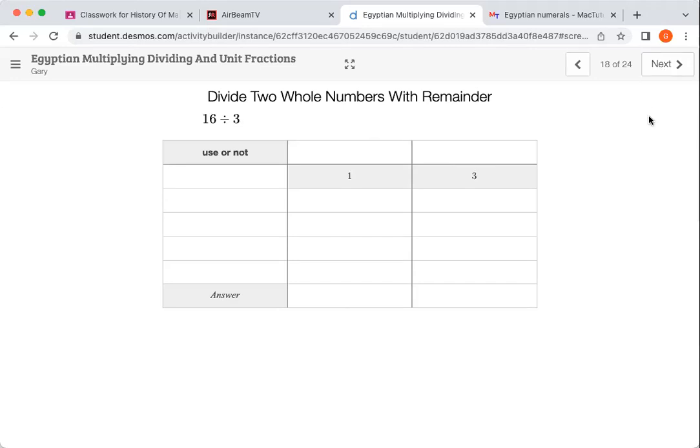We finish out dividing and applications. So the rest of this class is on division with remainders. So here's 16 divided by 3.